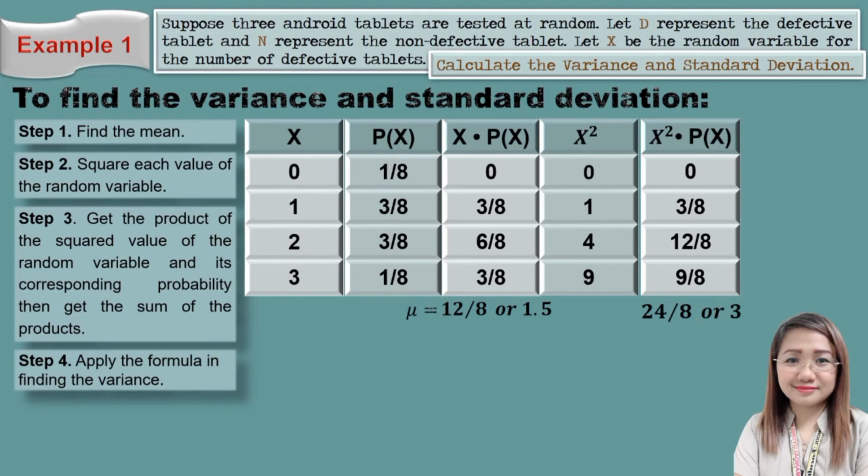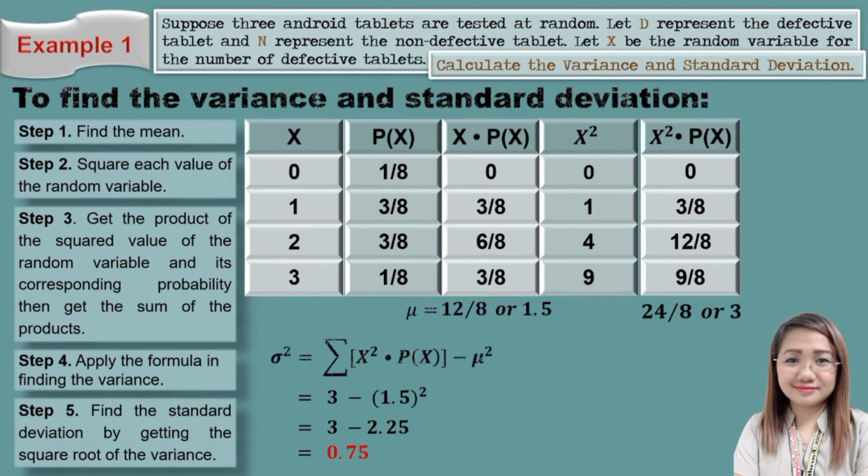Next is to apply the formula in finding the variance. We have variance equals the difference between the summation of the product of the squared value of x and p of x and the square of the mean. The summation is 3, while the mean is 1.5. Getting the square of the mean, we have 2.25. So, we have 3 minus 2.25 equals 0.75.